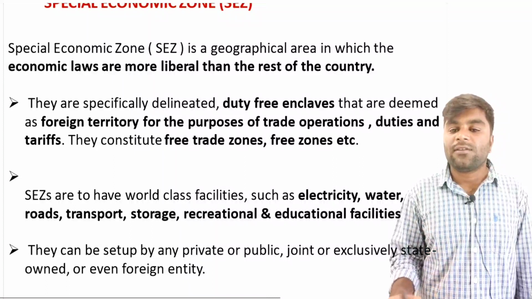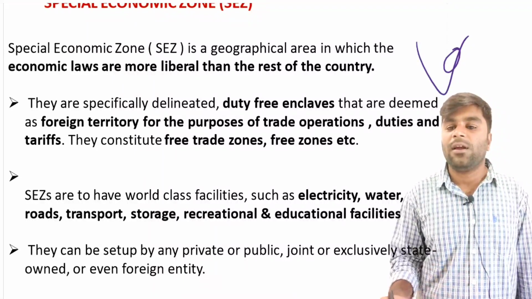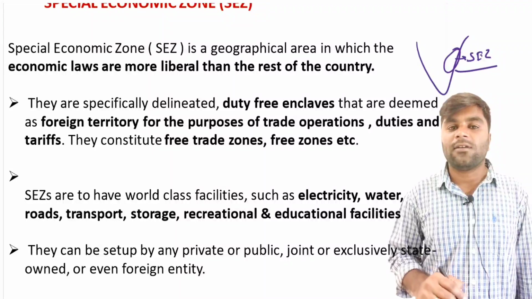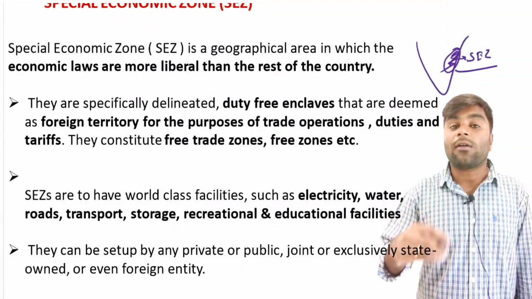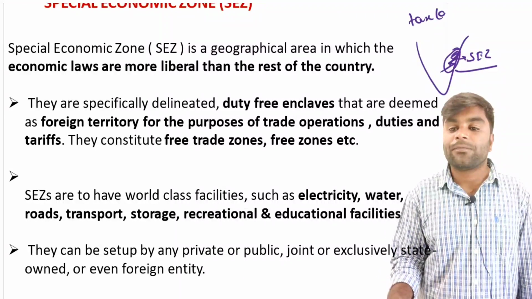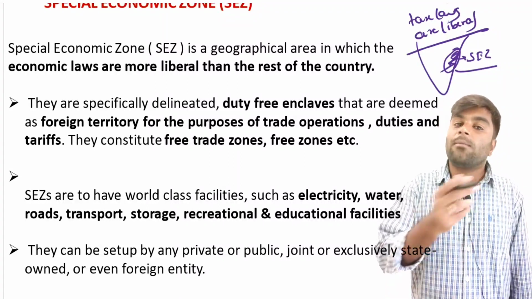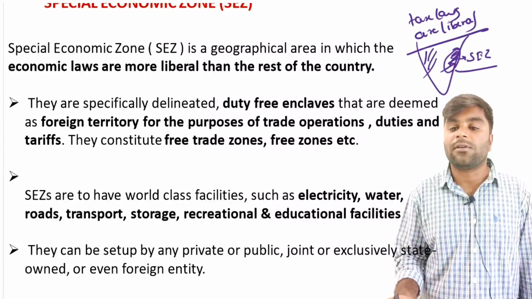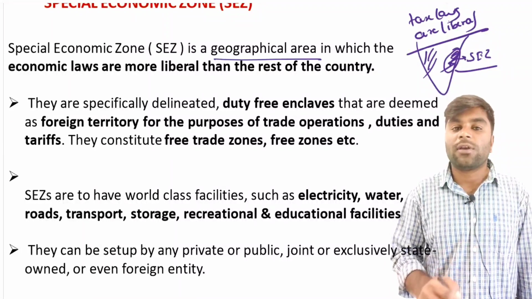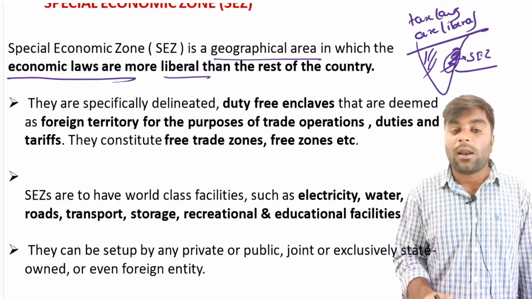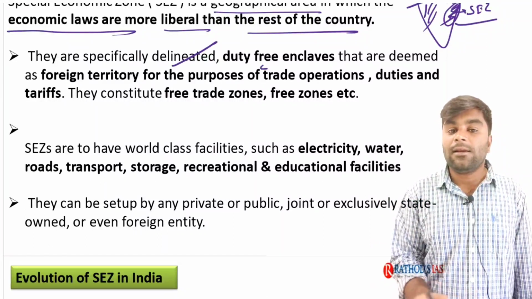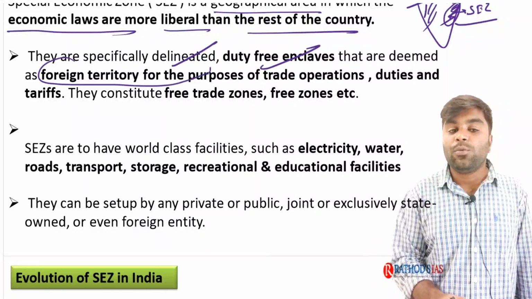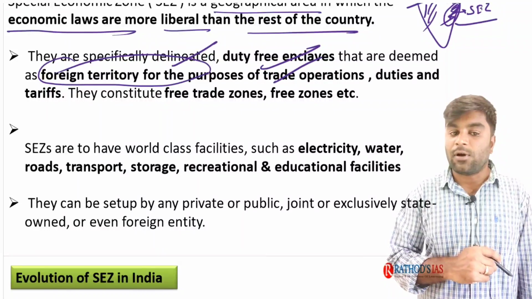A special economic zone is a geographical area. Say for example, this is a geographical area. If the Government of India declares it as an SEZ, it is considered a separate foreign territory, and the tax laws are very liberal when compared to the rest of the territories. A special economic zone is a geographical area in which the economic laws are liberal when compared to the rest of the country. They are specifically delineated duty-free enclaves and are deemed to be foreign territory for trade operations.